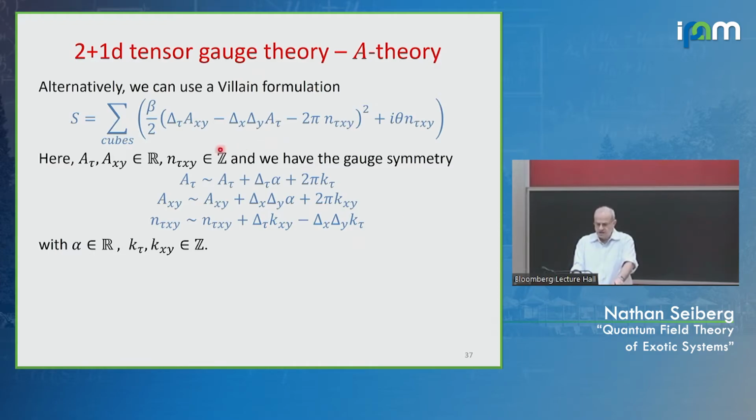And this system has a gauge symmetry. First of all, we have the gauge symmetry of the tensor gauge field, as we discussed on the previous slide. A tau is shifted by delta tau alpha, and AXY is shifted by delta x delta y alpha. So that's the regularized version of what we had on the previous slide. There is also an integer valued gauge field, which effectively makes the gauge group being not R, but U1. This makes the gauge group compact.